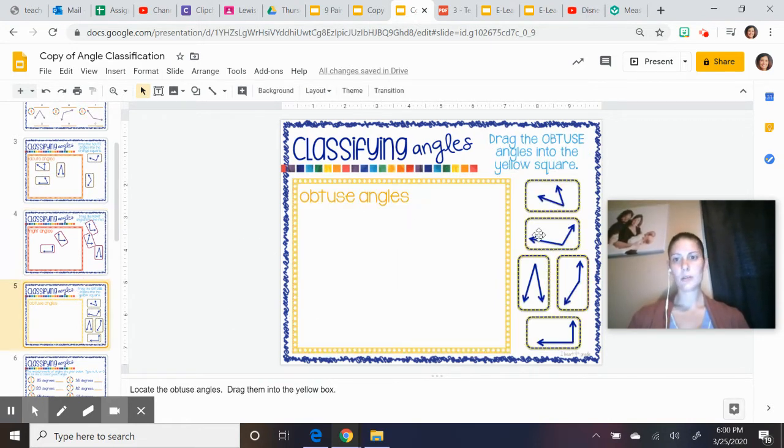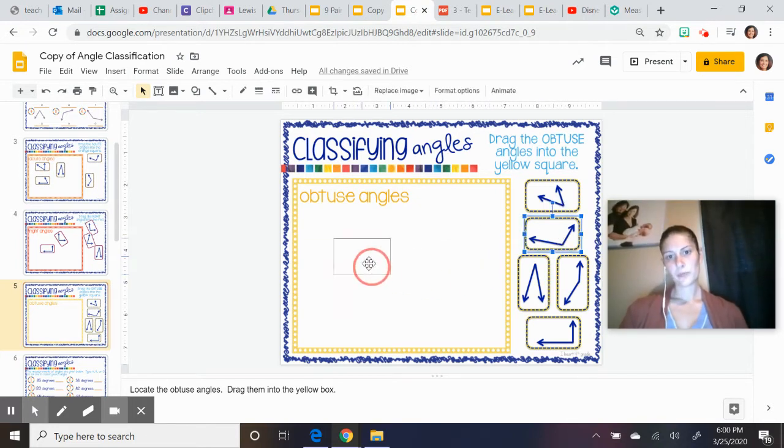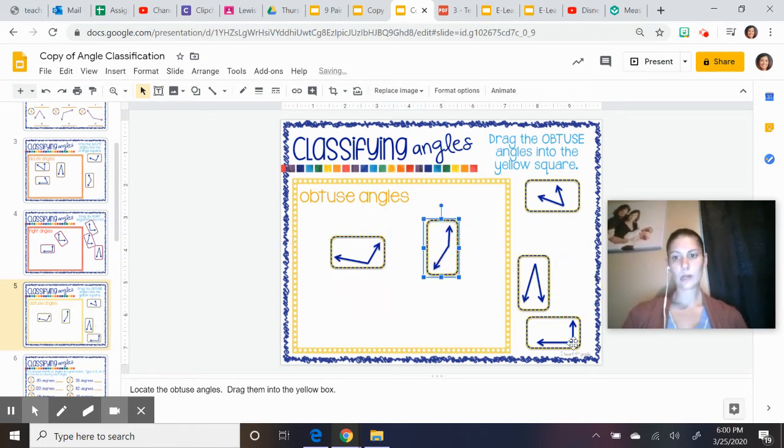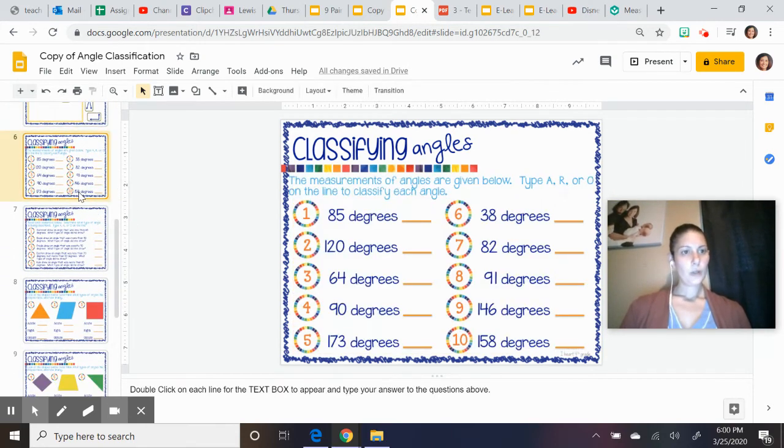Let's look at the obtuse. Remember, obtuse is going to be greater than 90 degrees. So this one is definitely too small. This one for sure fits in there, and this one fits in there. And we know this one is a right angle from the last page. All right, we're almost done.